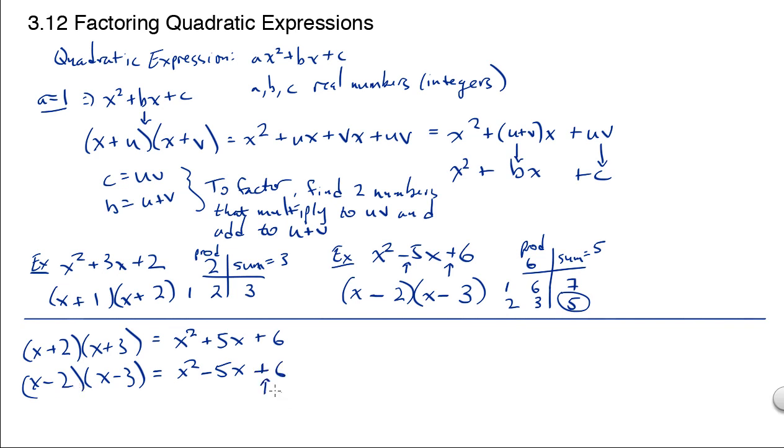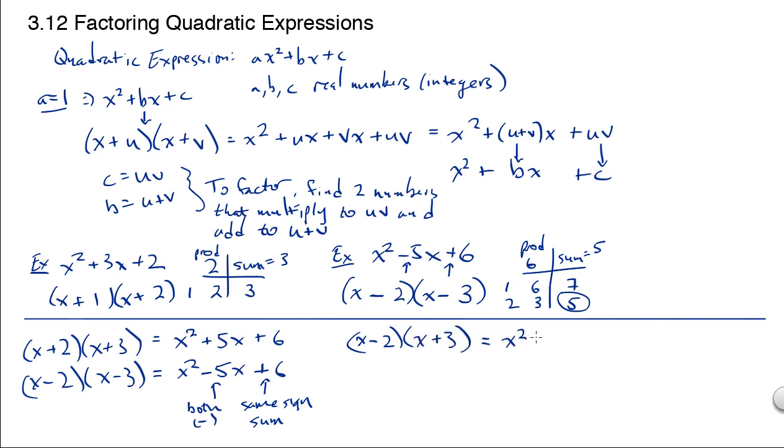So the sign on this number means that the two numbers we're looking for, u and v, in this case 2 and 3, are the same sign. They're either both positive or both negative. If the same sign, then we're looking for a sum. Same sign, sum. This sign on the B term tells us what sign those are. This says that they're both negative. So let's look at what happens when we have opposite signs or different signs.